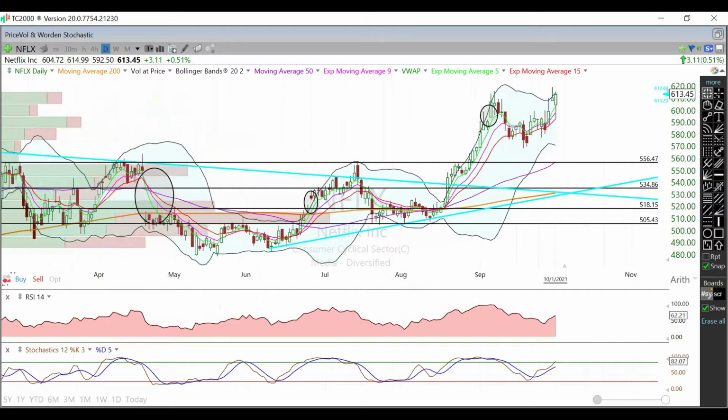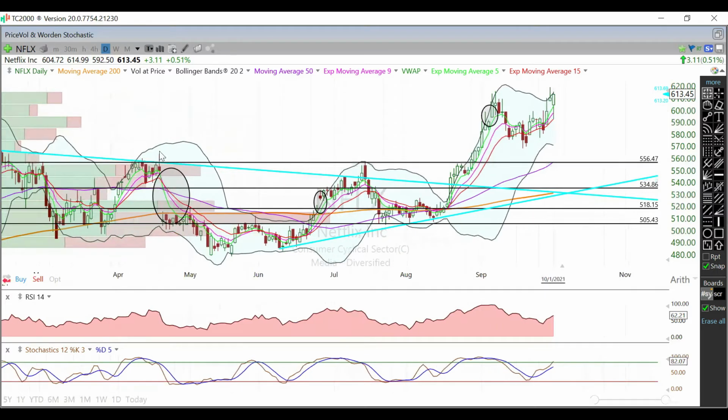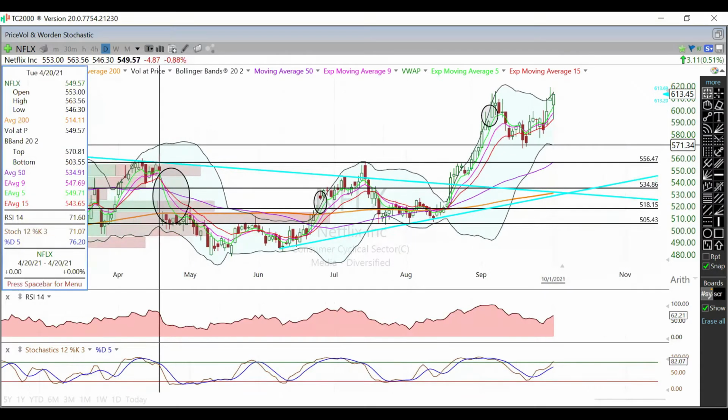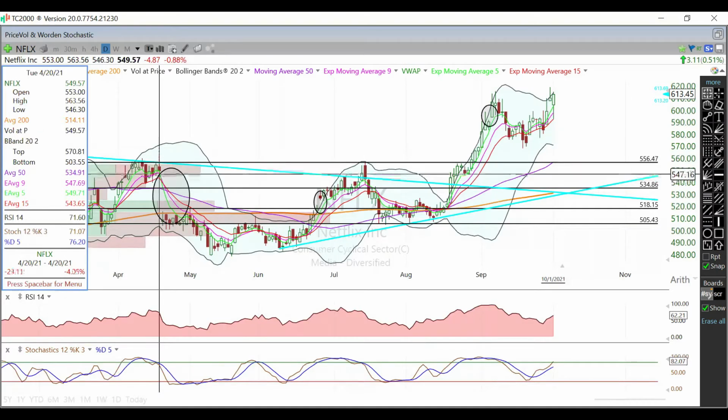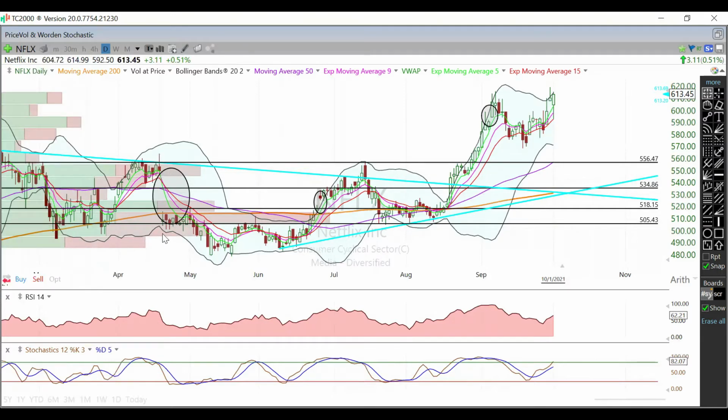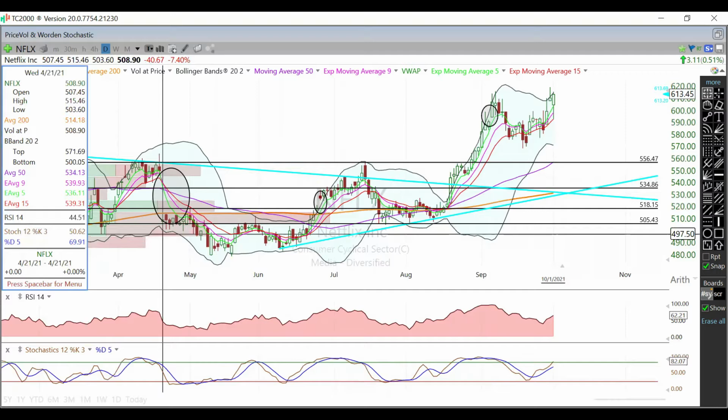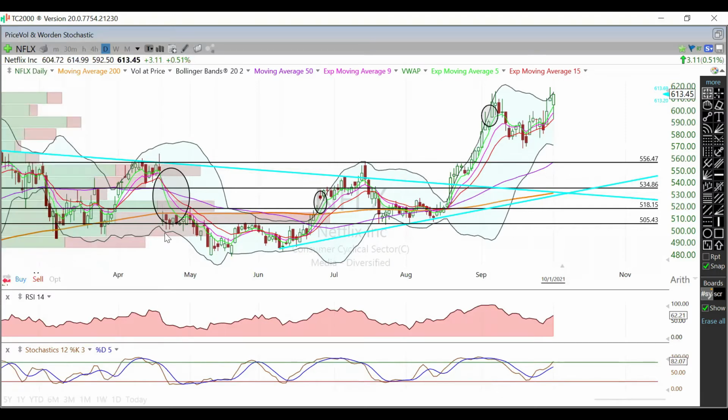Now we can have large gaps here. So you can see this circle here. This is coming off of earnings. Tuesday, April 20th, we closed up here right around, let's just say, the 550 area. Now the next day, where did we open? We opened at 507. So that's a huge gap that we just had.